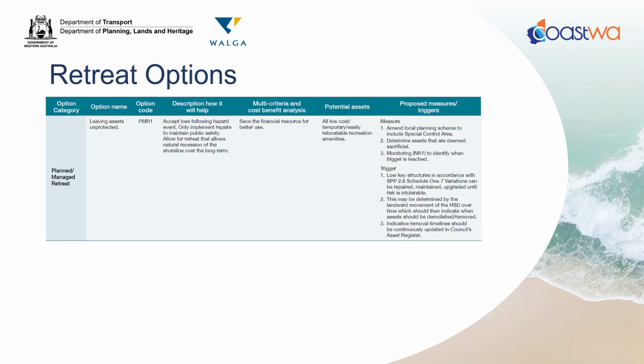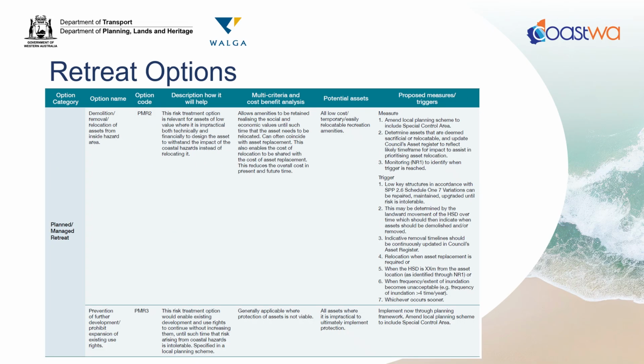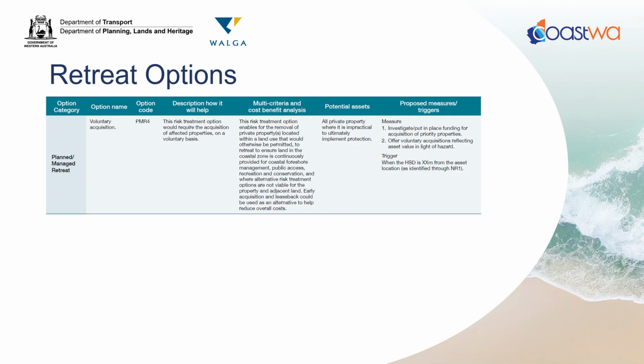The retreat options include planned and managed retreat, where we leave our assets unprotected, and again we accept those losses due to the coastal hazards and attempt to move our assets away from the coast or the coastal hazard. Retreat also includes the demolition and removal or relocation of assets from inside the hazard areas and then prevention of further development within those hazard areas. And finally, voluntary acquisition, so voluntary purchase of land of private property.